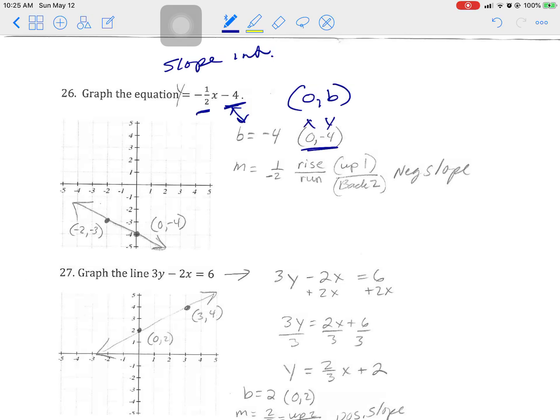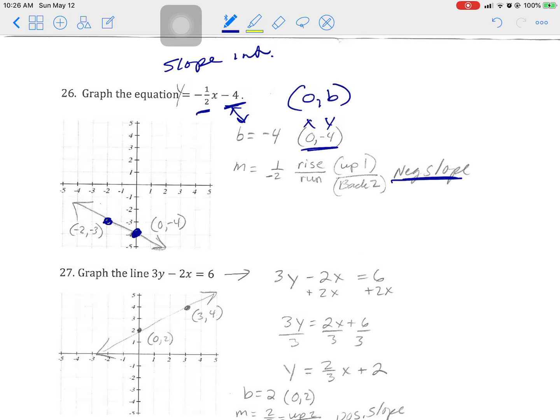That's your x, that's your y. You come over here, and x is 0, which means you don't go to the left, you don't go to the right, you stay at the origin, and then because y is -4, go down to -4 and put a dot. Okay? Then you can use rise over run to find your next point. So the slope is -1/2. So rise over run. Rise must be on top. So in this case, I'm going to go up 1, kind of pause, and then go back 2 to find the other dot. This is a negative slope.